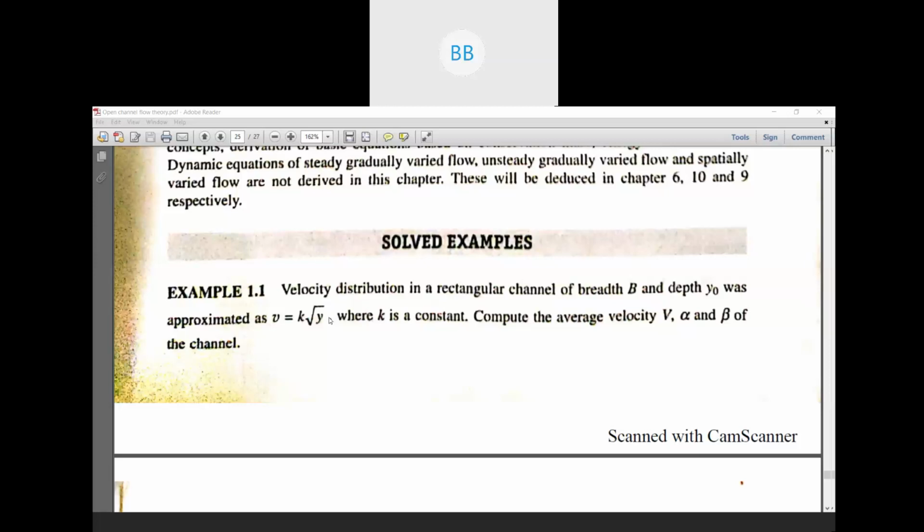So here is our first question. The velocity distribution in a rectangular channel, the width of the channel is given as b. The depth of flow, that is your maximum depth, is given as y naught, and the velocity small v for a small element in the area is given by the expression k root over y, where k is a constant. So we have to calculate the average velocity, alpha and beta of the channel.